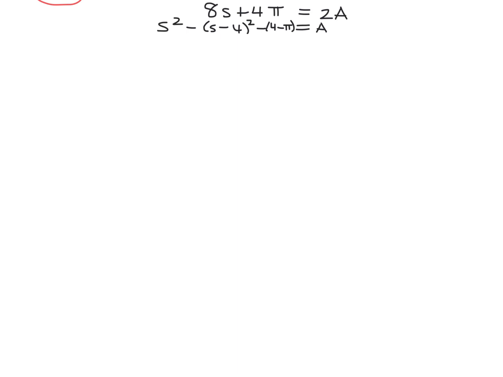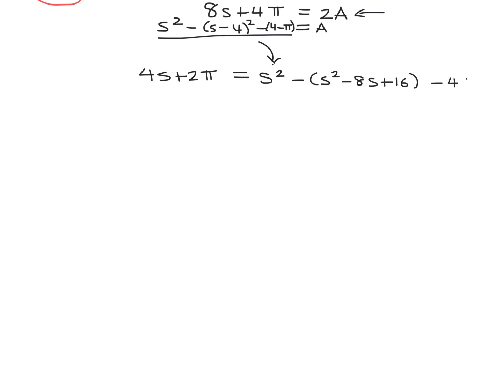All right, so I'm going to take that one and divide it by 2. So that'll just give me 4s plus 2 pi. And that'll be a. And then this a I'll just stick over here since they're equal. So s squared minus, I'll expand it out, s squared minus 8s plus 16. And then minus 4 plus pi if you take it out of the brackets. Okay, so let's see what we can do here. The s squareds cancel, and then we get 8s minus 16 minus 4 plus pi.